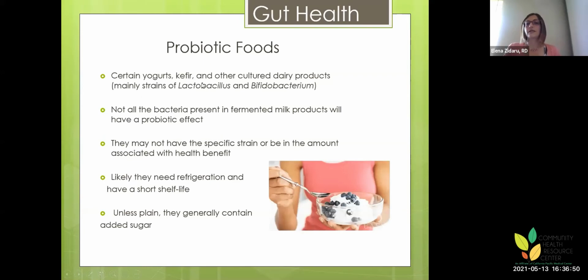With the probiotic foods, again, certain yogurts, kefir, and other cultured dairy products are in the category of probiotic foods, but not all of them. Not all the bacteria present in fermented milk products will have a probiotic effect. That would be because, again, they might not be in the dosage that they need to be. So per serving, they might not provide enough of that bacteria. They might not be very specific with the strain. So a lot of times with those claims about probiotics in the yogurt, I would say they're just live bacteria. It's a fermented product, and I'll leave it this way.